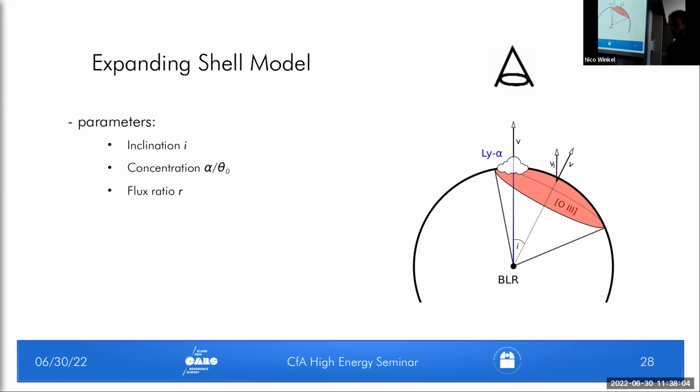Okay, so we use 3 parameters to parameterize this geometric problem. We have, of course, the most important one, the inclination, but we also use a concentration to describe how jetted the outflow is. We call this alpha, which is an angle in fractions of the half opening angle of the outflow. If you make this smaller, you make it more centrally concentrated. And as a third parameter, we of course have the flux ratio, because we have 2 expanding shells, so we can vary how intense the emission from each of them is.